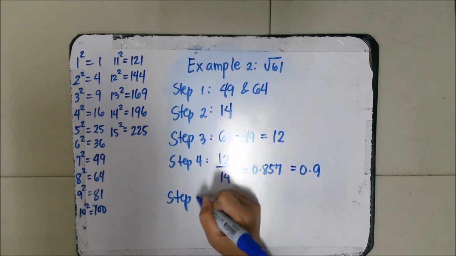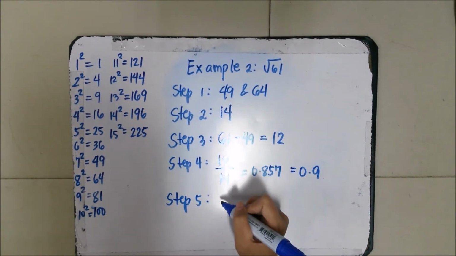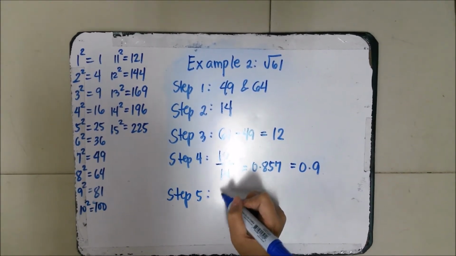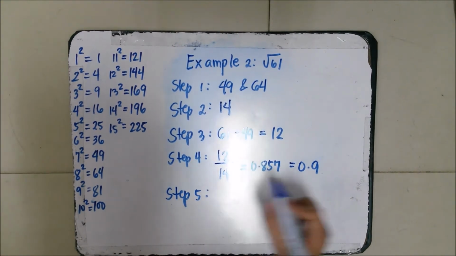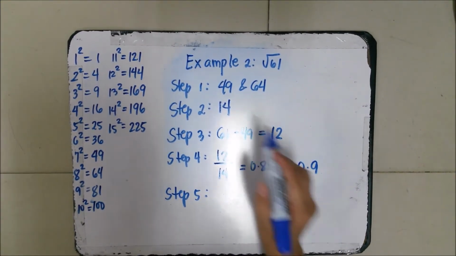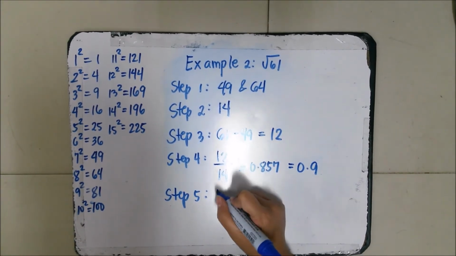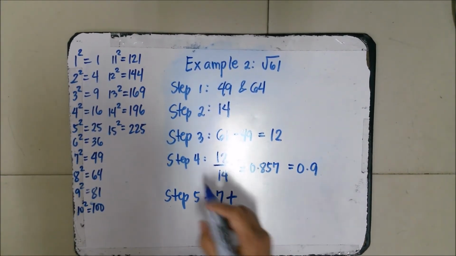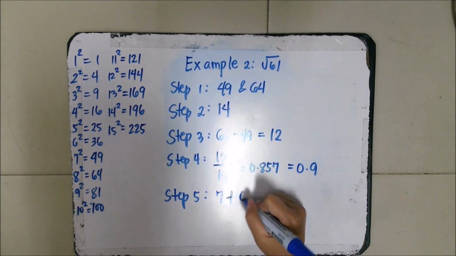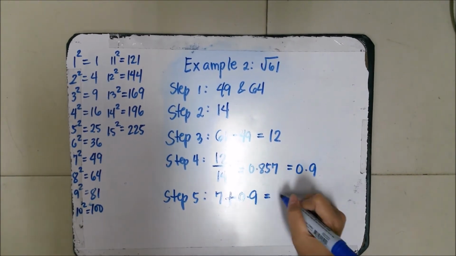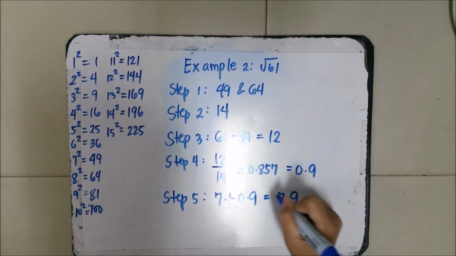So lastly is step 5. We add the square root of the smaller square to the answer of step 4. Our smaller square is 49, and the square root of this is 7. When we add this to the answer in step 4, which is 0.9, our answer is 7.9.